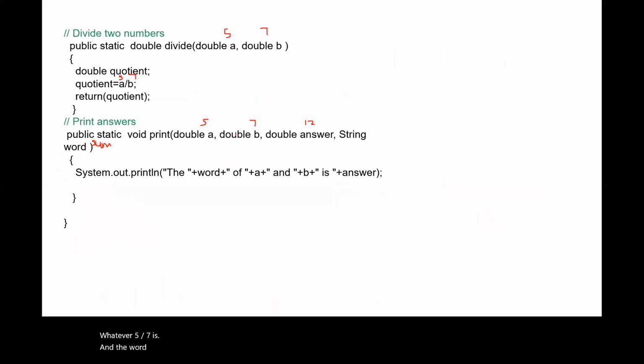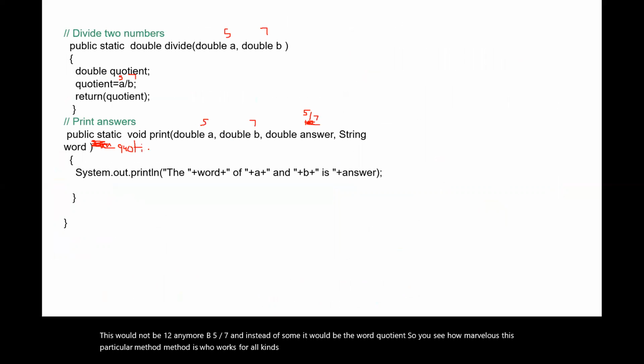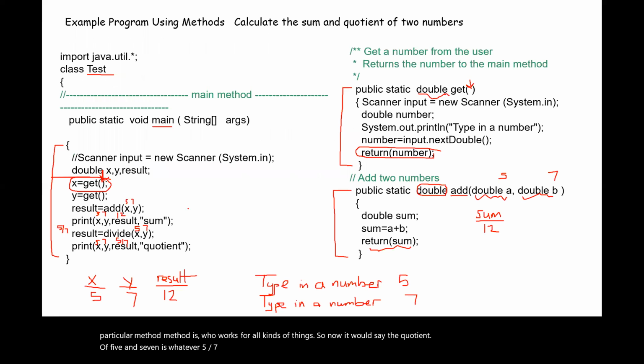So now we come here. This would not be 12 anymore. It'd be 5 divided by 7. And instead of sum, it would be the word quotient. So you see how marvelous this particular method is. It works for all kinds of things. So now it would say the quotient of 5 and 7 is whatever 5 divided by 7 is. And that's our whole program.